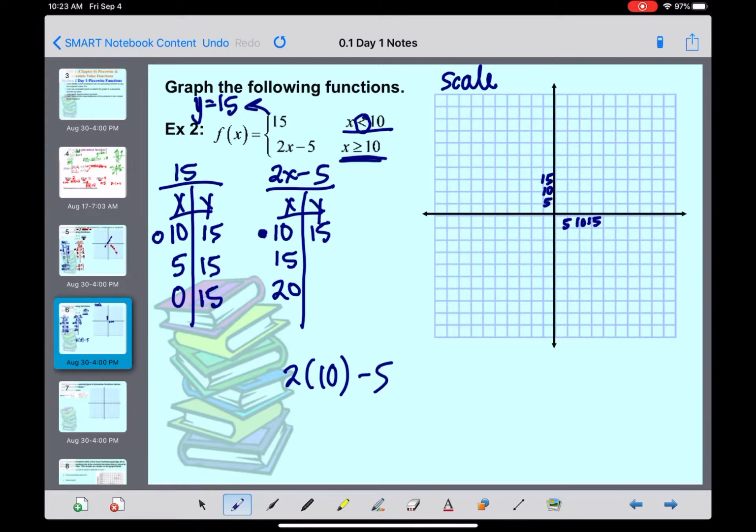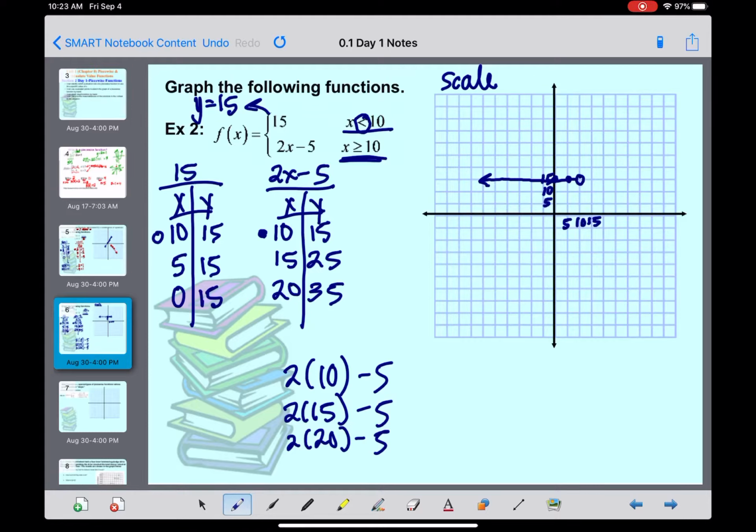Then I'm going to plug in 15. 2 times 15 minus 5 is 25. And then 2 times 20 minus 5 is 35. So I'm going to start graphing that. The first one is 15. It's going to be at 10, 15, 5, 15, 0, 15. That's giving me a horizontal line. It's going to continue to be a horizontal line for all x's less than 10, so all the way to the left. That's where that line is going to go.